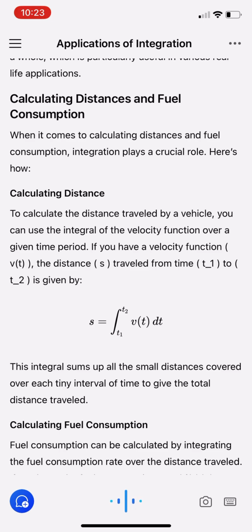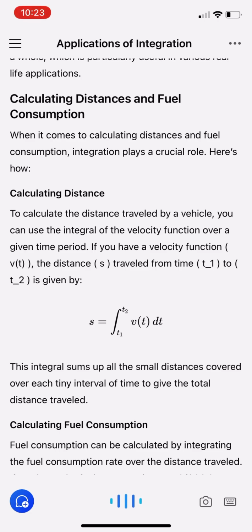If you have a velocity function, v(t), the distance s traveled from time t_1 to t_2 is given by. This integral sums up all the small distances covered over each tiny interval of time to give the total distance traveled. Calculating fuel consumption. Fuel consumption can be calculated by integrating the fuel consumption rate over the distance traveled. If you know the fuel consumption rate F(x), e.g. liters per kilometer, the total fuel consumed F over a distance from x_1 to x_2 is.